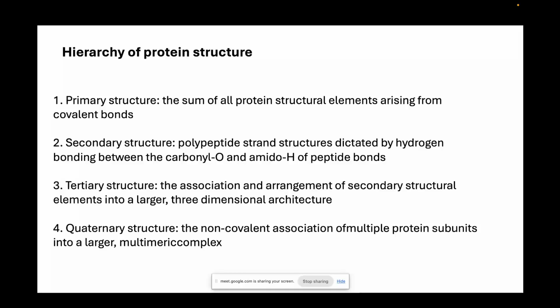We'll talk about a few examples from each of these structures in the further slides.